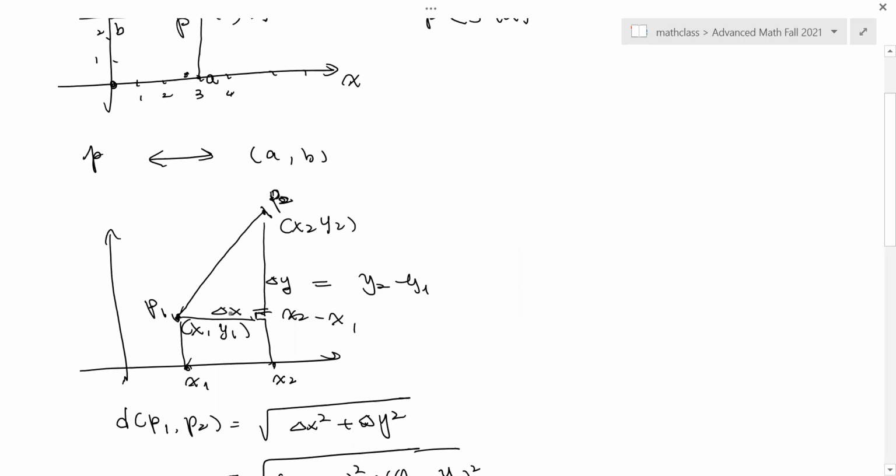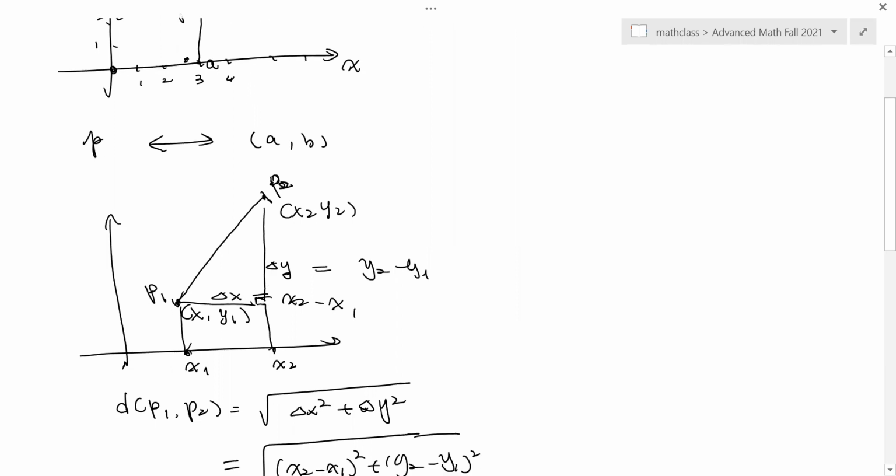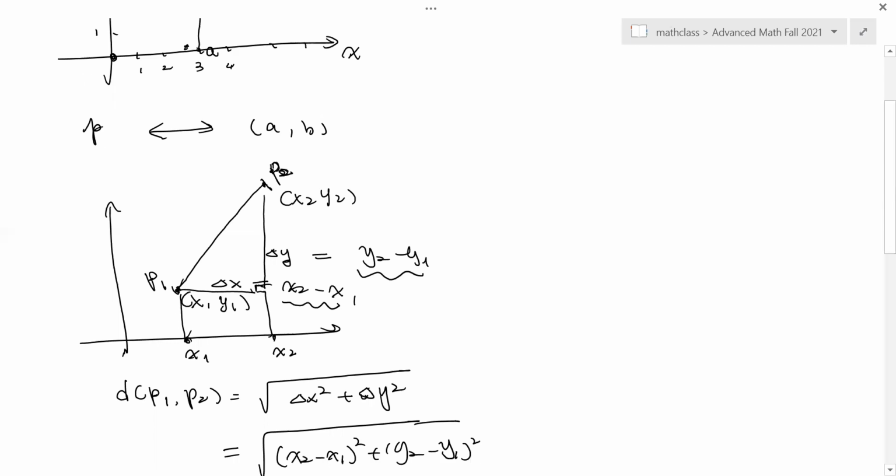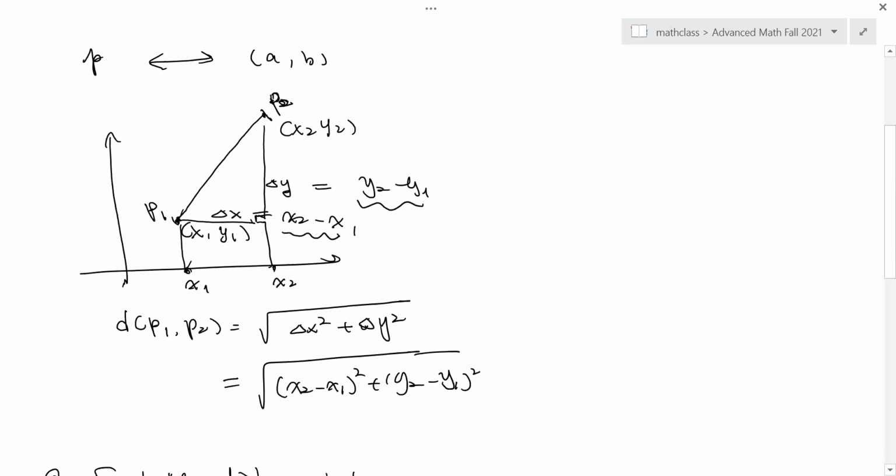Then the horizontal side has length delta x, and the vertical side has length delta y. Then according to the Pythagorean theorem, the distance between P1 and P2 is the square root of delta x squared plus delta y squared. Now, how do you find delta x, right? Delta x is the horizontal length of the triangle. You get two points on the x-axis, the first point with coordinate x1, the second point with coordinate x2. So delta x is just the difference of those two numbers, okay? And similarly, delta y is the difference of those two numbers. Plug them into the formula and you get the distance formula.